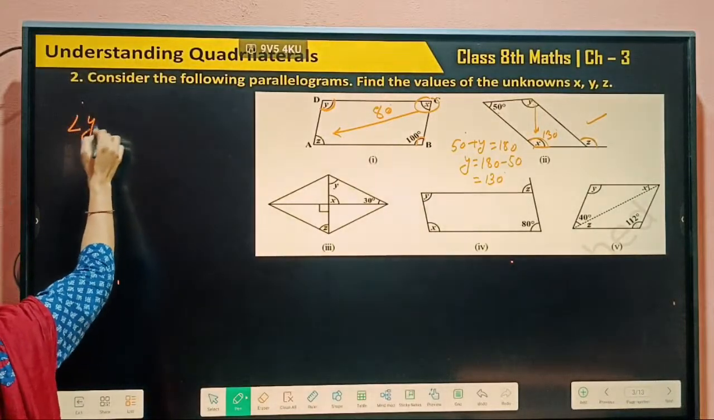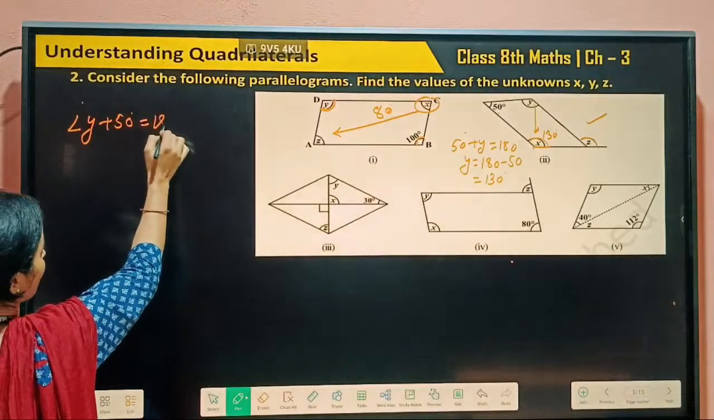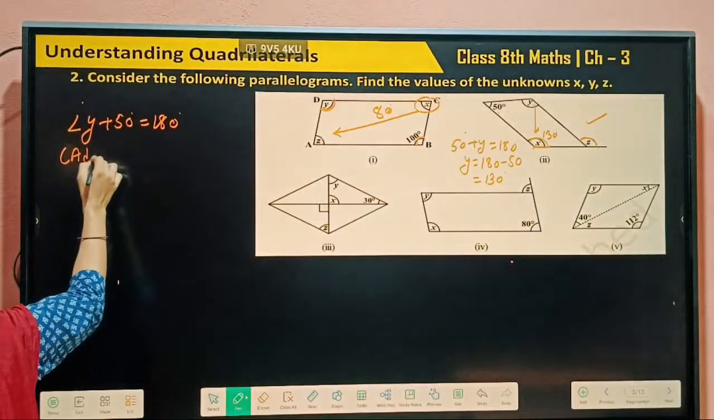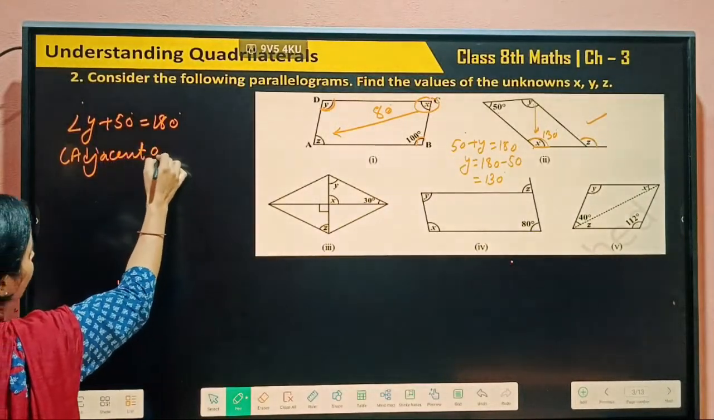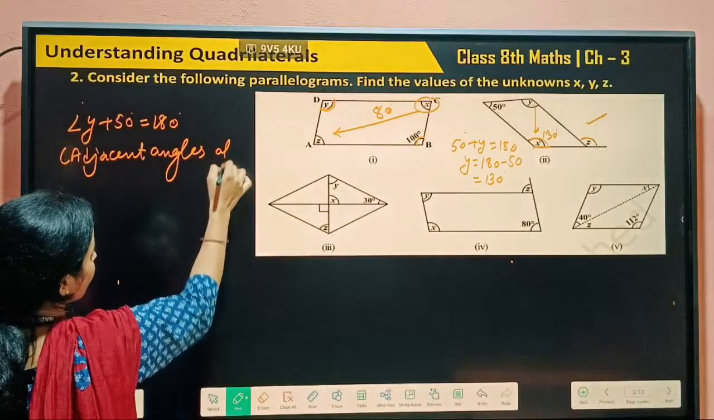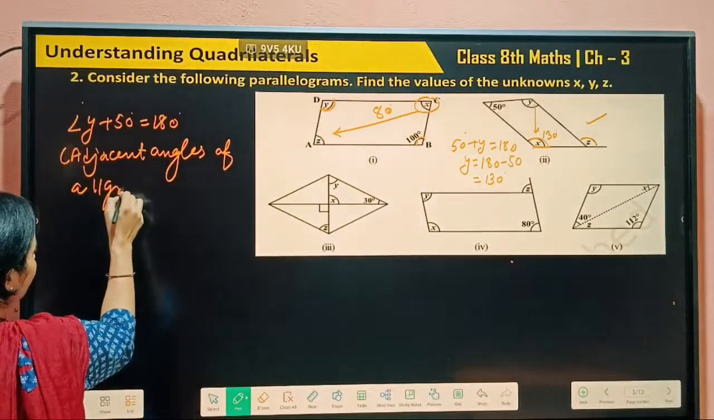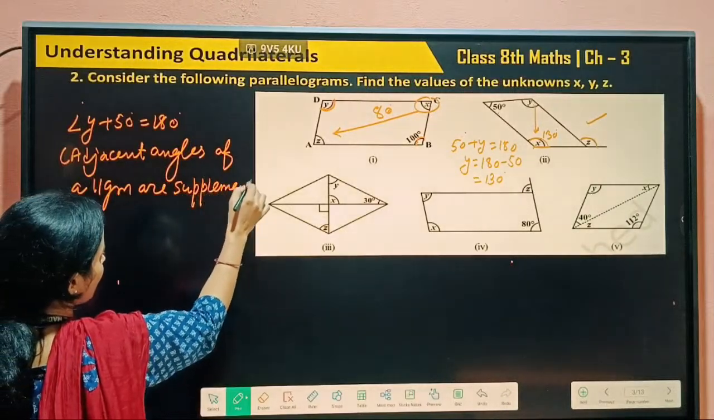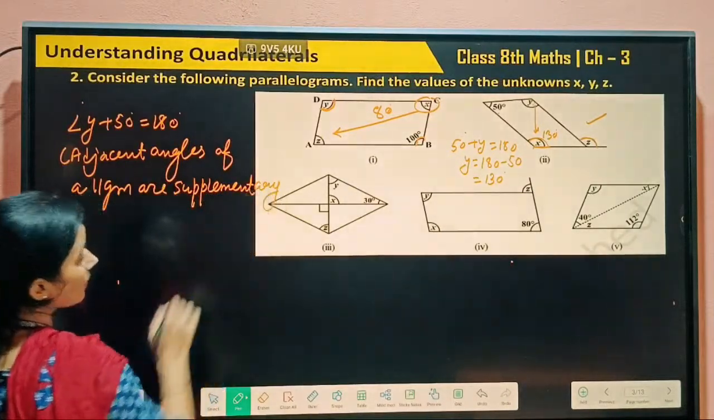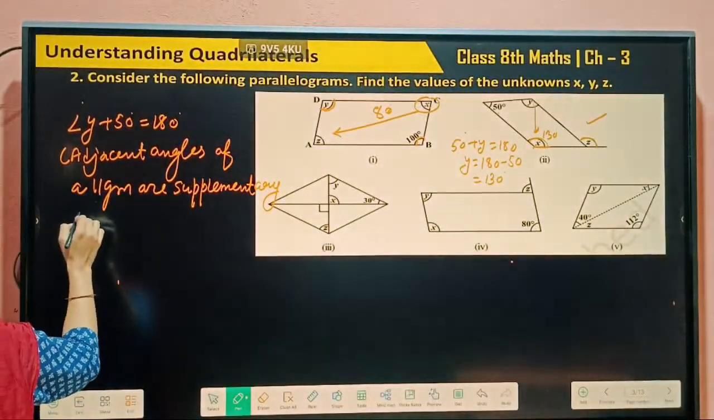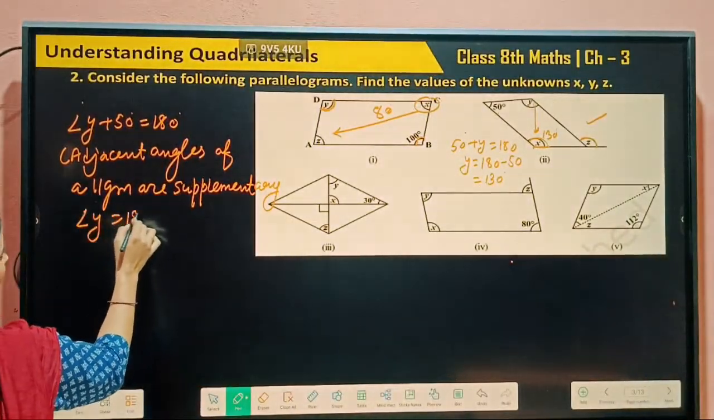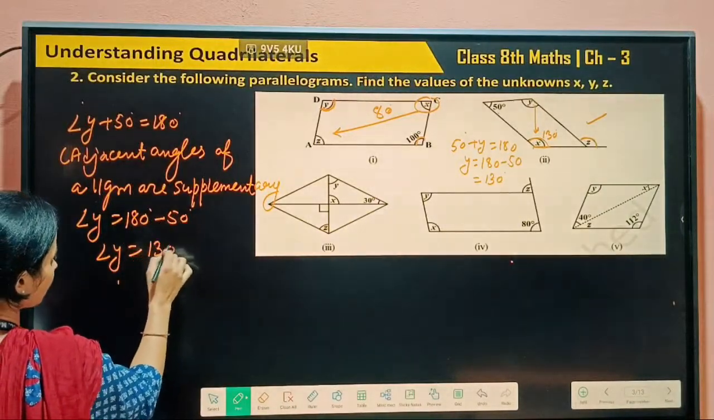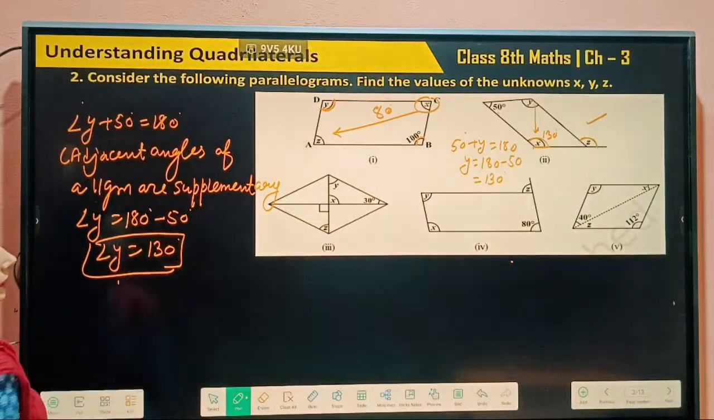Angle y plus 50 equals 180 degree. The reason we write is adjacent angles of a parallelogram are supplementary. So angle y equals 180 minus 50. Angle y will be 130. Angle y is 130 degree.